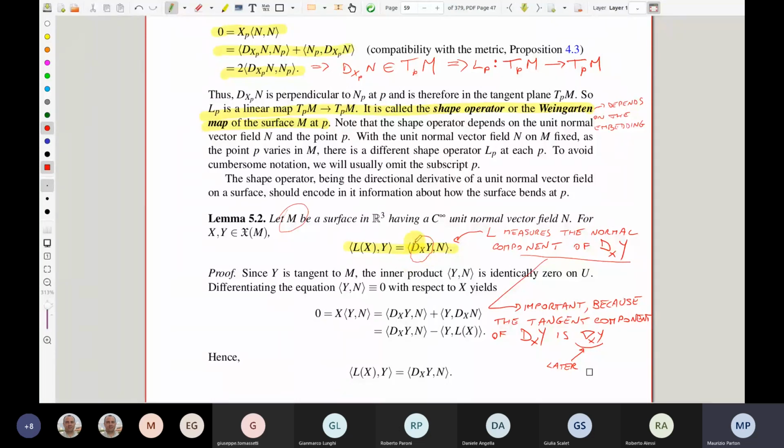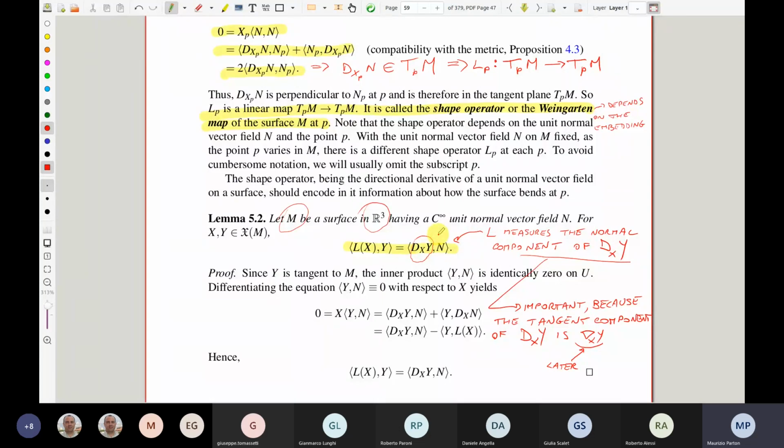Because this derivative, capital D, is the derivative in R3. There is no reason why you should obtain something which is already in the manifold. Okay, you exit the tangent space of the manifold because this derivative is agnostic of the embedding of the manifold. The derivative is in R3. It doesn't know anything about the manifold, and so cannot infer from the fact that these are tangent that the output should be tangent.